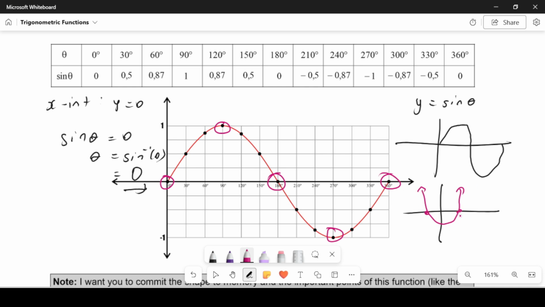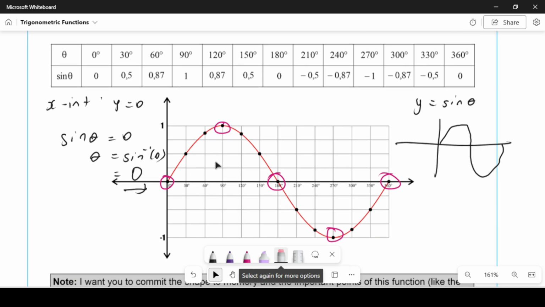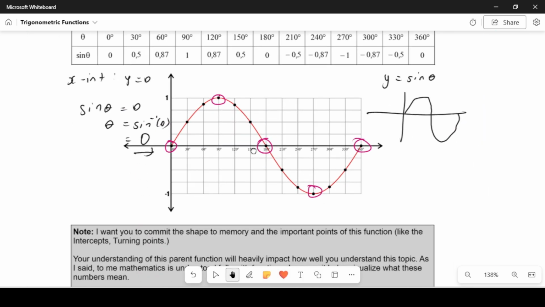Why? Because the visual tells us that. The visual says it to us. But if you don't do it in the correct way, you won't get 2 x-intercepts. You'll only get 1. Right? So this is why it's so important that you commit this visual to mind. Right? So we know that there's 3 x-intercepts, there's 1 y-intercept, and the 2 turning points at 90 and 270. Right? So you need to remember these values, right?